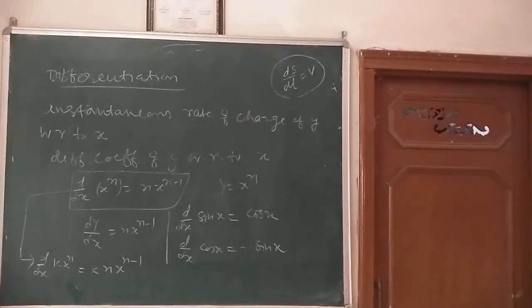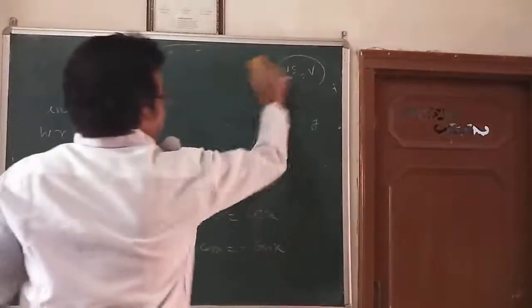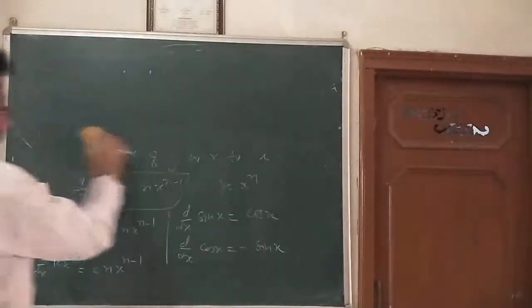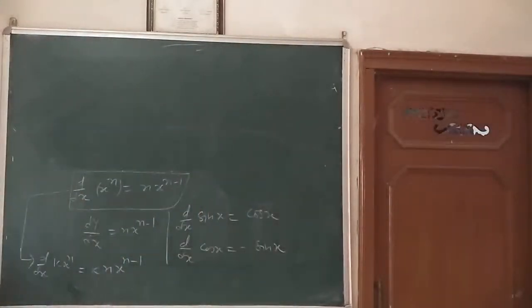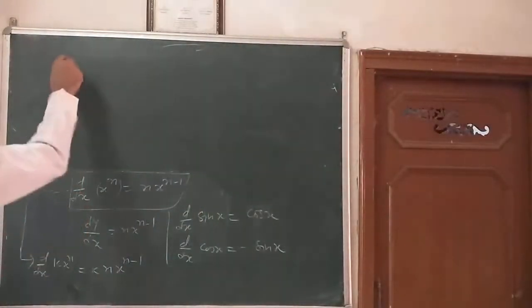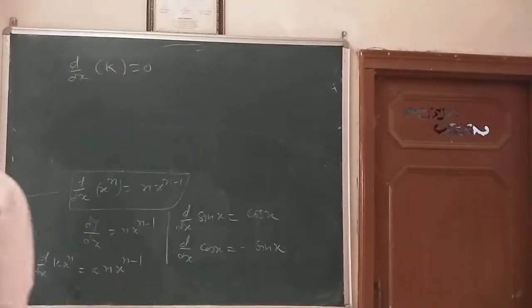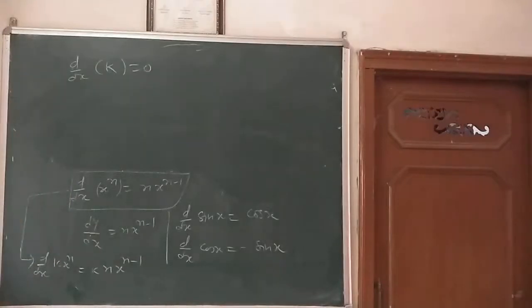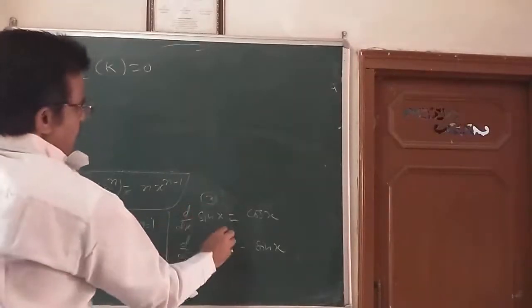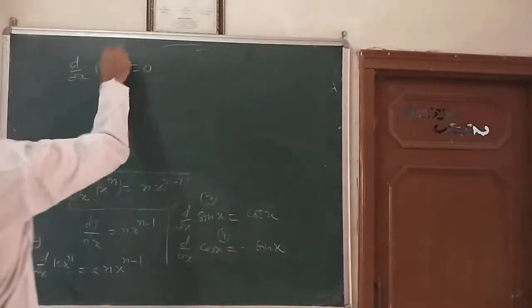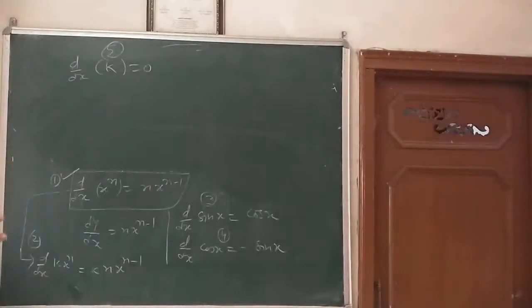So differentiation of k x to the power n is equal to this one. I take a simple example. One more formula to remember: differentiation of any constant is 0. Write all these formulas: formula number 1, 2, 3, 4 and this is 5. Only 5 formulas. Remember them.